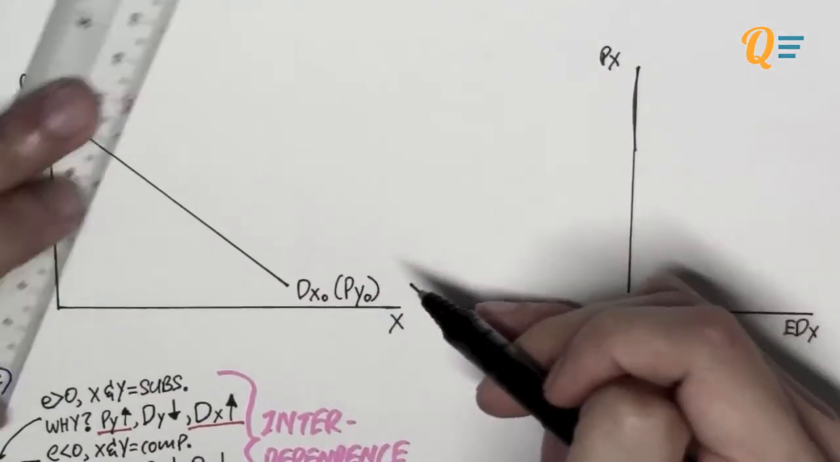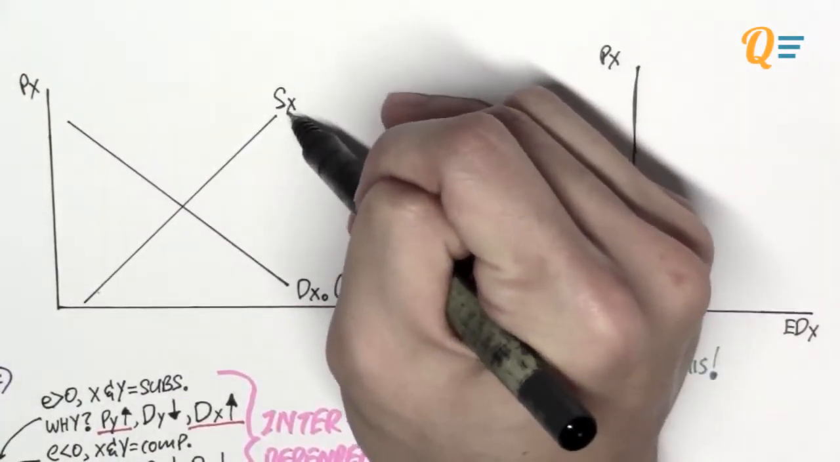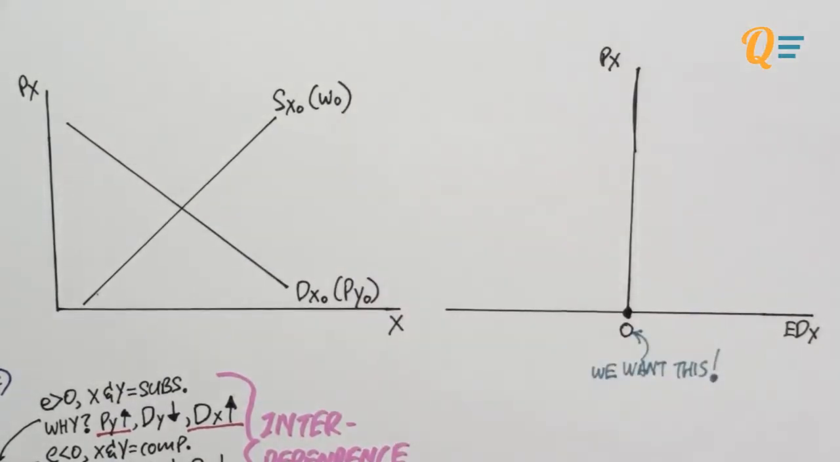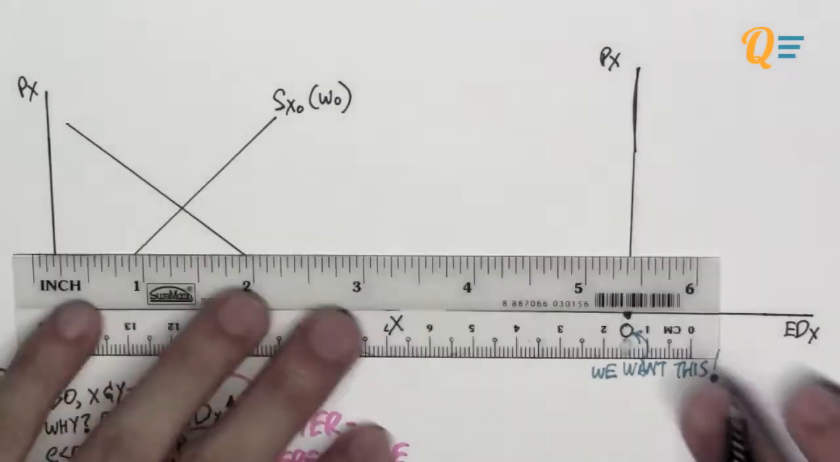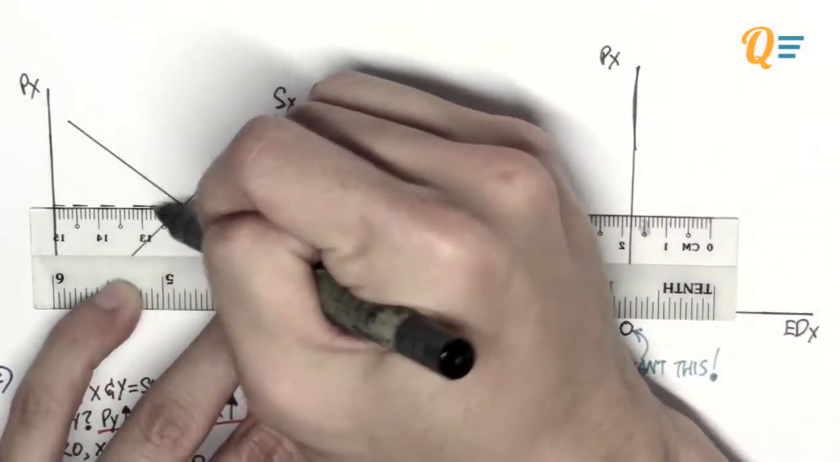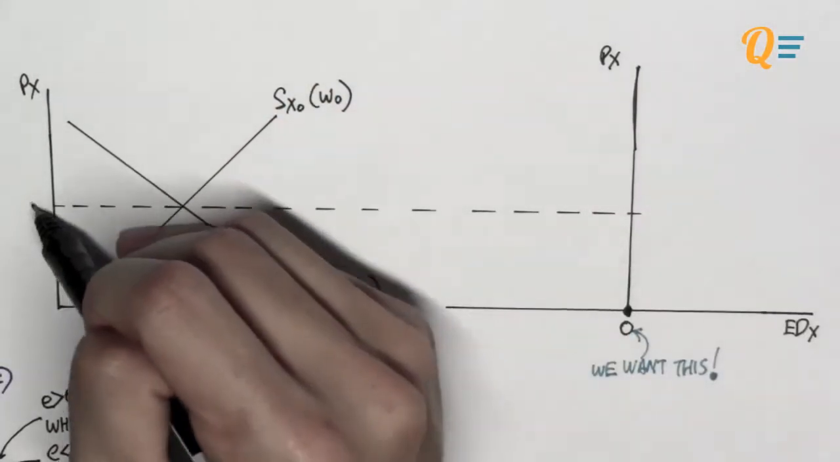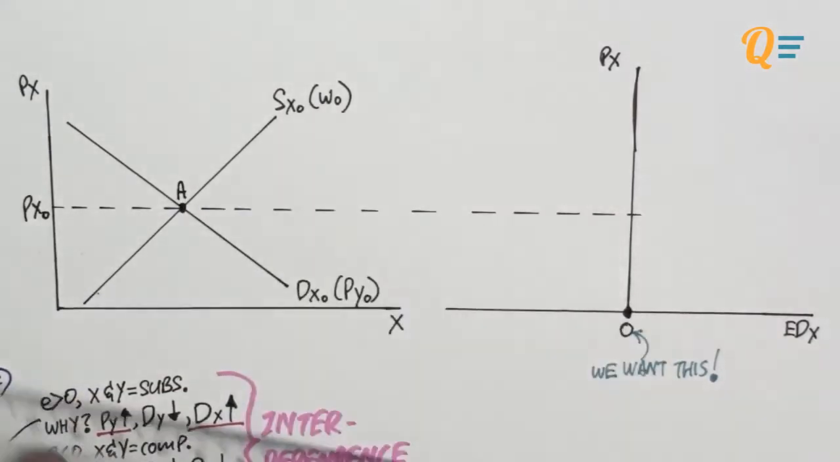So here's the demand curve for good X, and here is the supply for good X. So let's assume that initially we had partial market equilibrium for the market of good X, right? So initially the price of X would be Px0, giving you an equilibrium of point A.